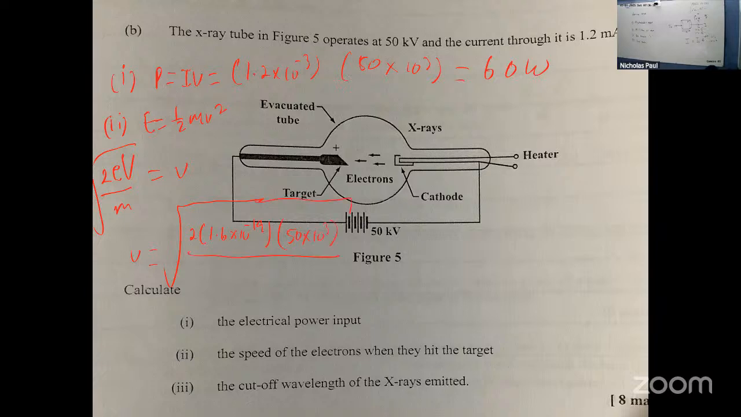What's the mass of the electron again? It's 9.11. Plug it in and tell me what speed you get. If you get something more than the speed of light, you did something wrong, right? 1.34 by 10 to the 8. That's good.